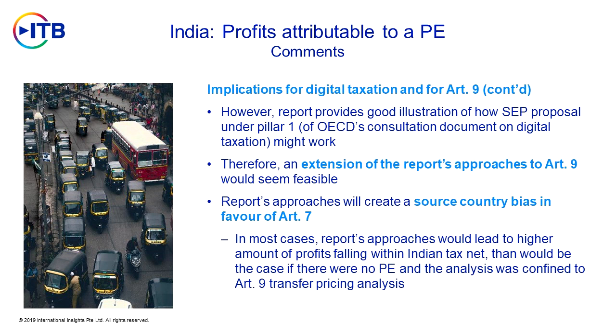If matters were left as they are now, there would be a source country bias in favour of Article 7. In other words, in most cases, the report's approaches to the attribution of profits to PEs would lead to a higher amount of profits falling within the Indian tax net than would be the case if there were no PE and the analysis was confined to an Article 9 transfer pricing analysis. That to me sounds unsustainable.